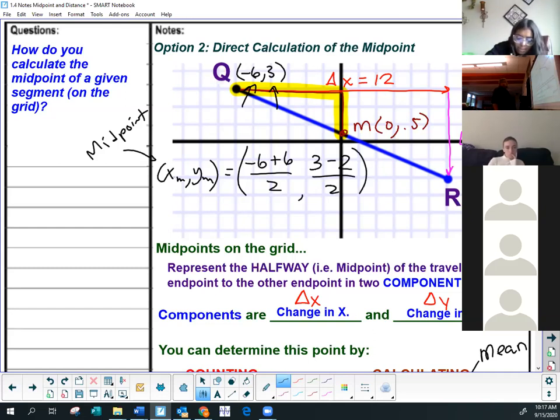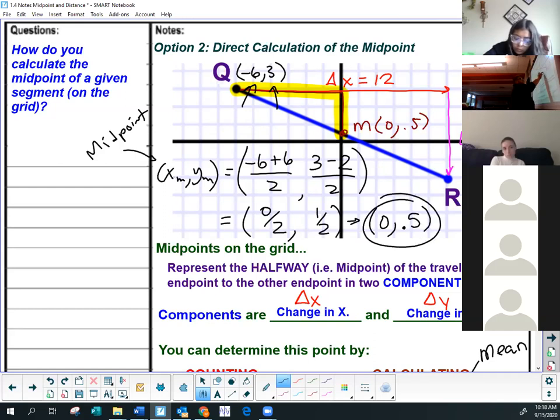Now I will say, although it doesn't matter if you write it as x1, x2, y1, y2, you've got to keep the order consistent for both the x and y calculation. Okay. But if we have -6 plus 6, that's going to be 0 divided by 2. 3 minus 2 is 1 divided by 2. And if you run that calculation out, no surprise, it's going to be 0 and 0.5, which we already knew because we counted it.